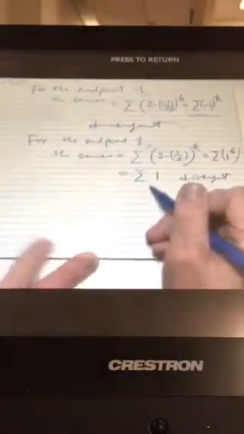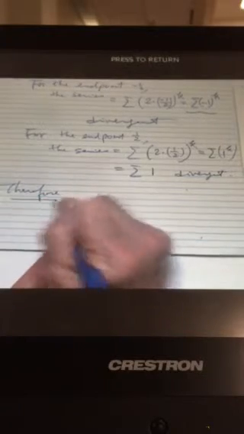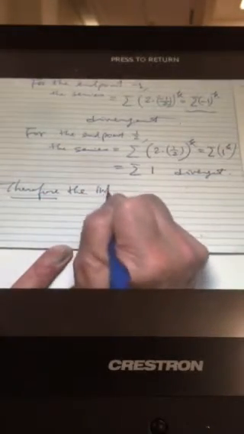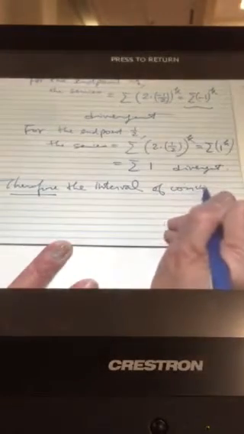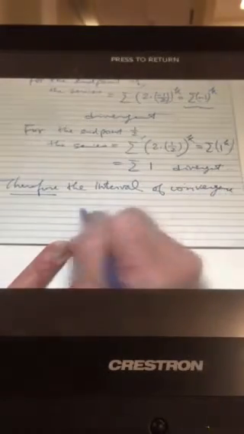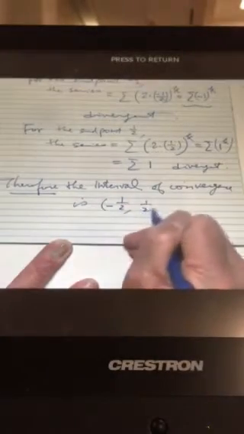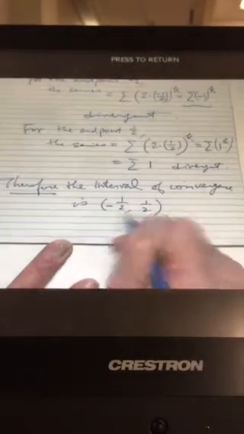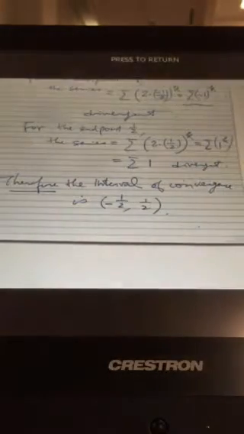So therefore, the interval of convergence is from minus 1/2 to 1/2. It does not include the endpoints because at the endpoints it's all divergent.